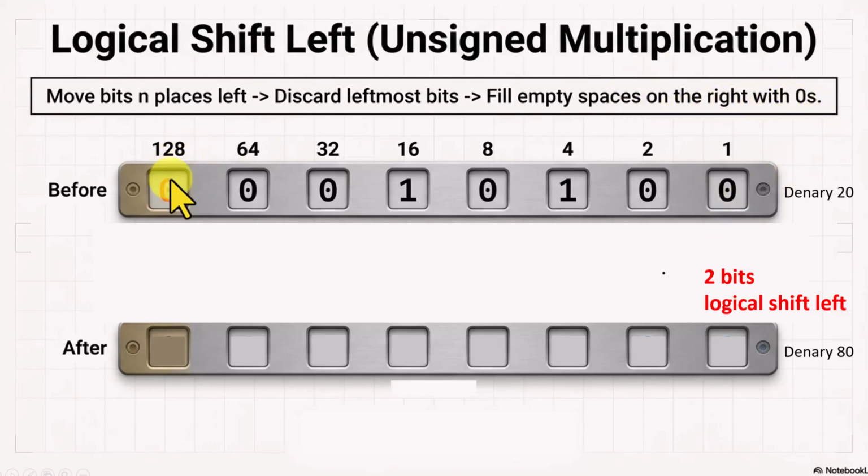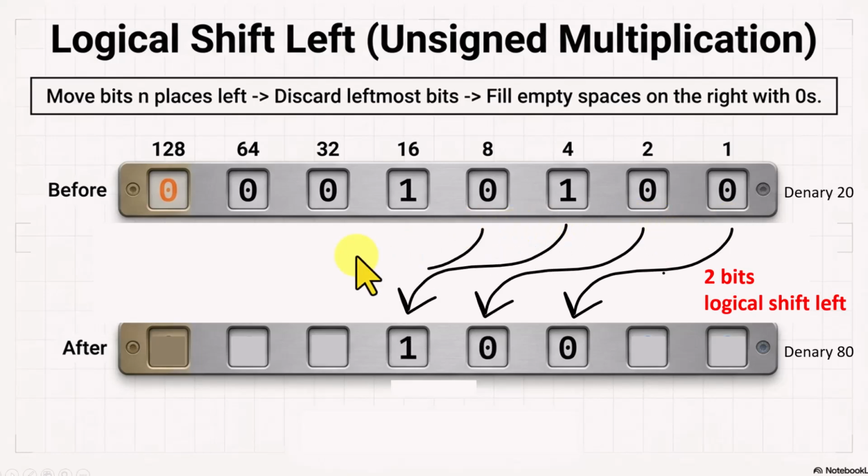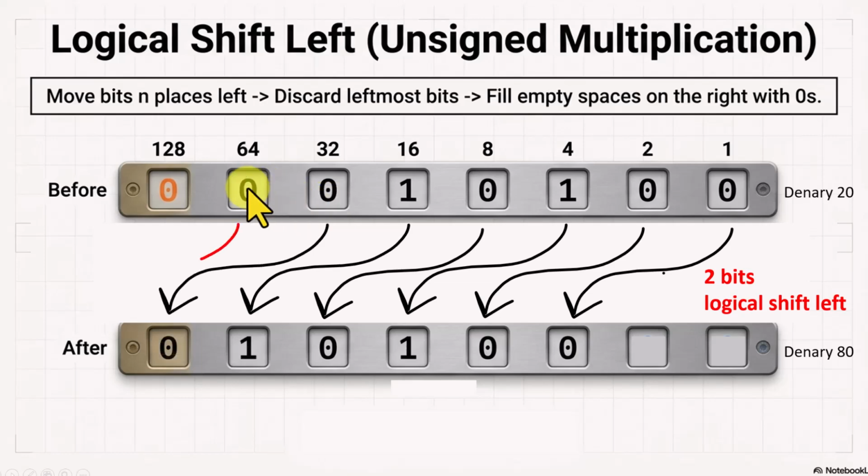So let's perform a 2-bit logical shift on this. How do we do that? Just shift 2 bits to the left. Then the next one, the next one, and so on. See here, because we moved 2 places to the left, the last 2 ones are discarded. We do not have any space to store them. And in logical shift, what do we do with the empty spaces? We simply fill them with zeros.